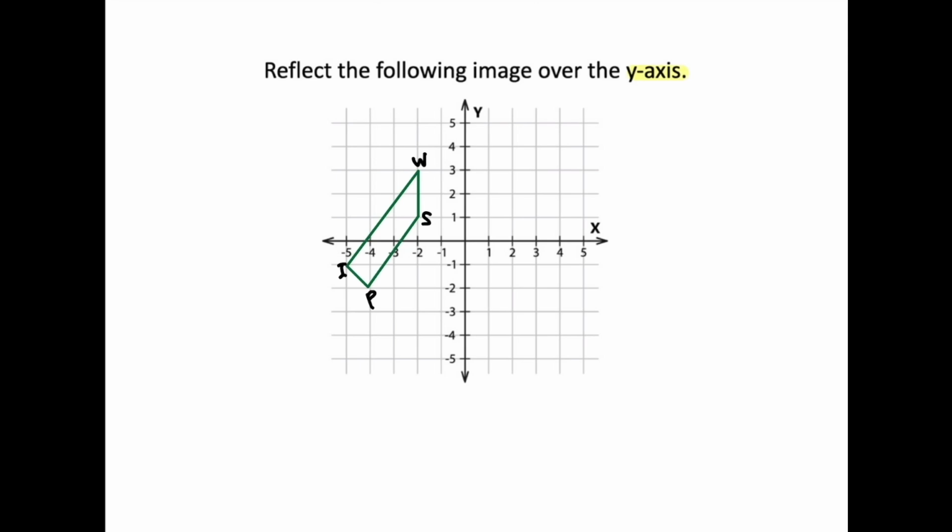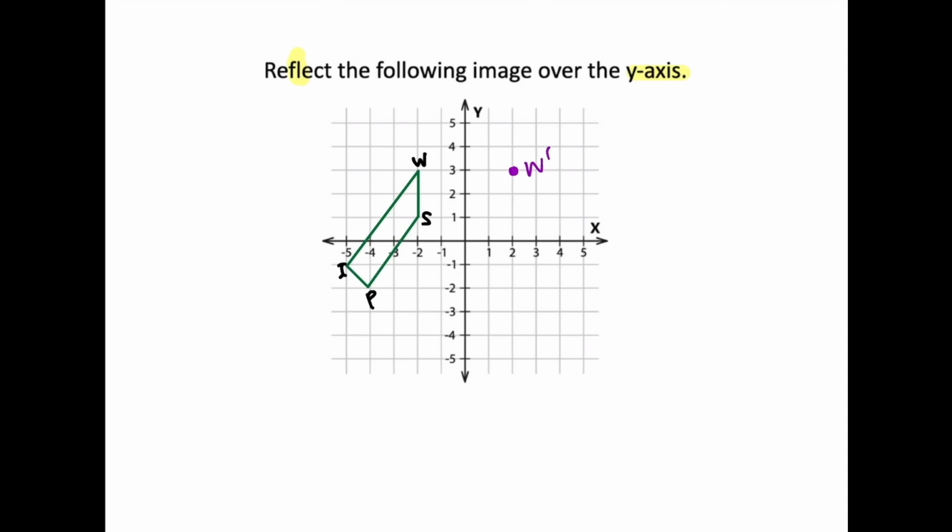It says to reflect the following image over the y-axis. That's extremely important because that's what's going to tell us what to flip over. To find the new points, we're going to count how far away we are from the y-axis from each point. W is 2 units away from the y-axis, so we're going to move 2 units in the other direction on the other side of the y-axis. And now we have W prime.